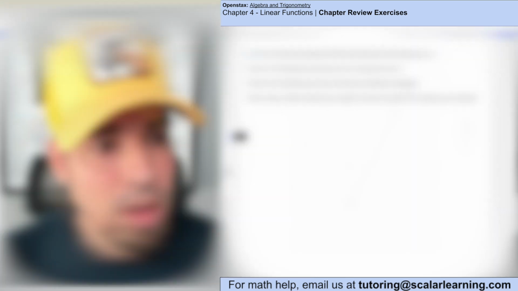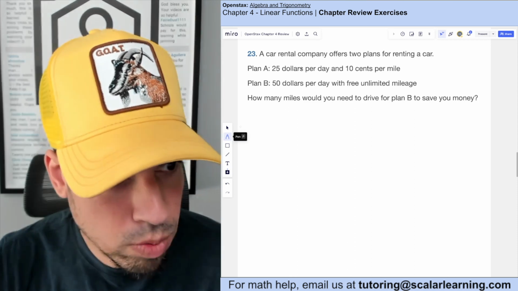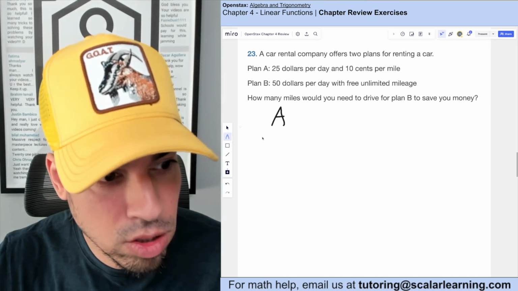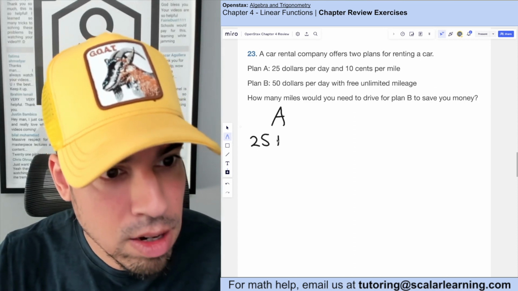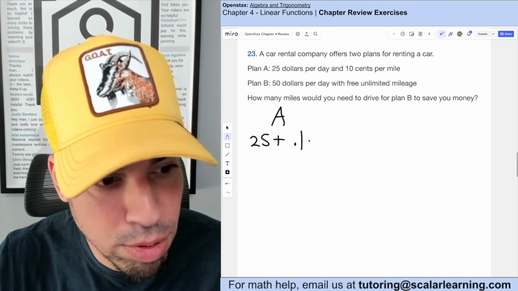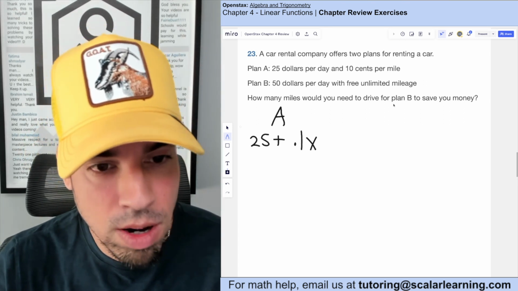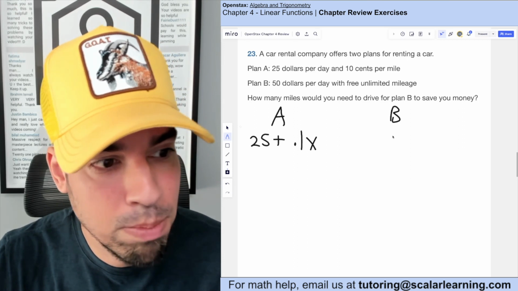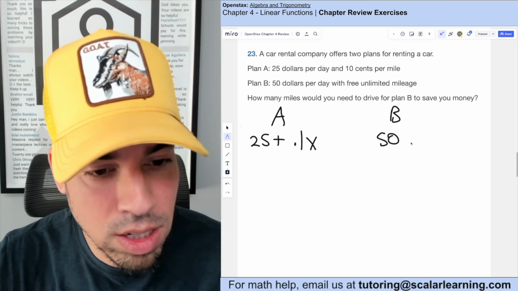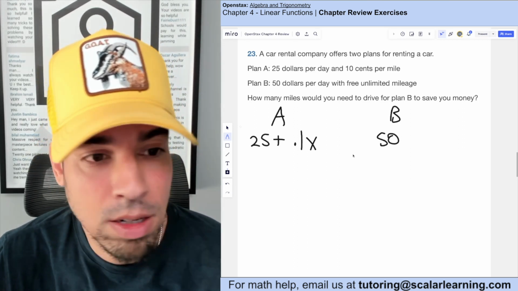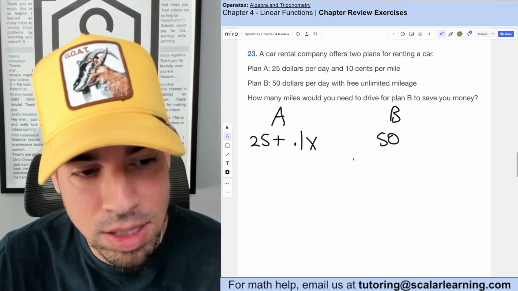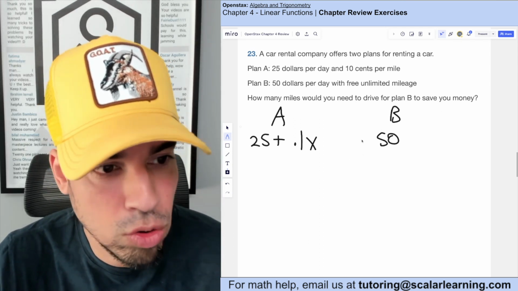Boom, done. A car rental company offers two plans for renting a car. So for A, it's $25 per day plus 10 cents per mile, where x is the number of miles. We don't know how many miles we're driving. And then for plan B, it's $50 a day plus unlimited miles, right? We don't have a cent per mile or anything like that. So these are the two rates for one day.